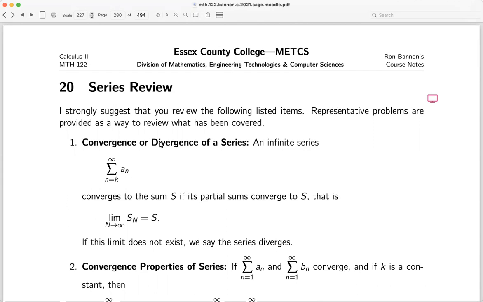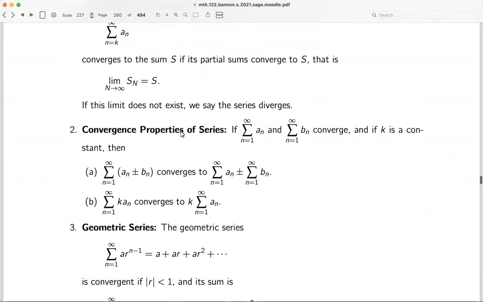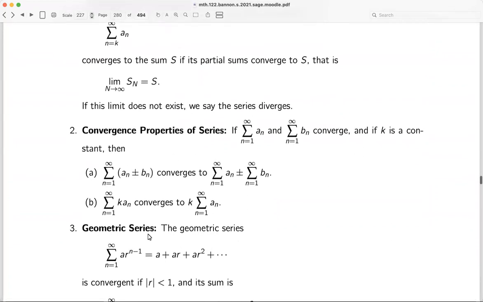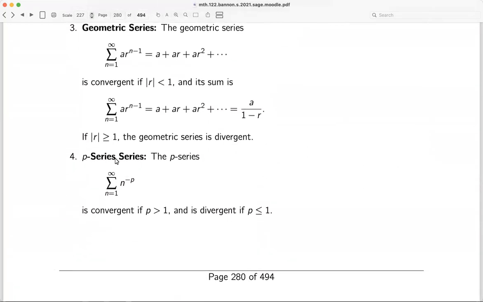So, certainly read through this. Let me just make sure you understand what I mean by that. Convergence of series and so on. We've talked about convergence properties of series. We've talked about geometric series, that's in Math 120, by the way. We've talked about p-series, that's something we introduced in this course, Calculus 2.